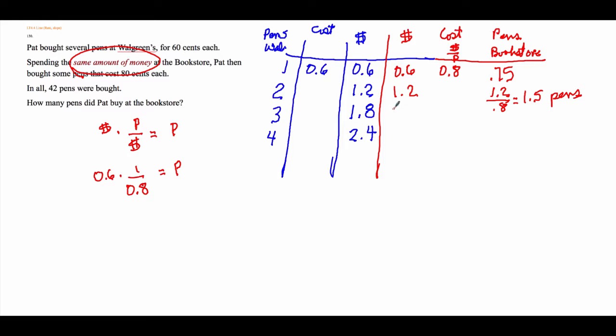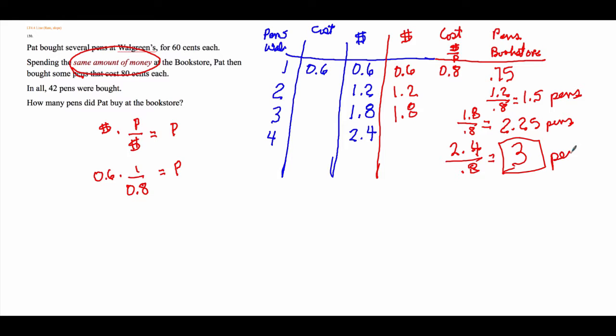Still, I haven't got a full pen. If I do 1.8, 1.8 divided by 0.8 is going to give me, I think it's 2.25 pens. Yeah, that's right. It goes into 18 twice to get 16. It goes into 20, 25. And then if I go 2.4 divided by 0.8, I'm going to get 3 pens. And this is important. 3 pens is a nice number, and it's a whole pen.